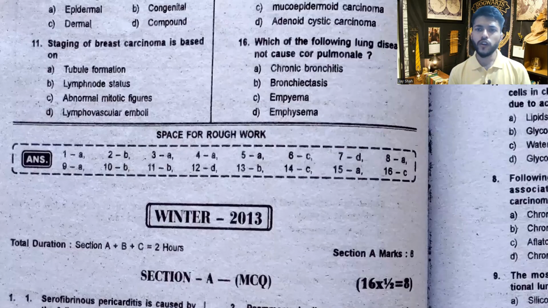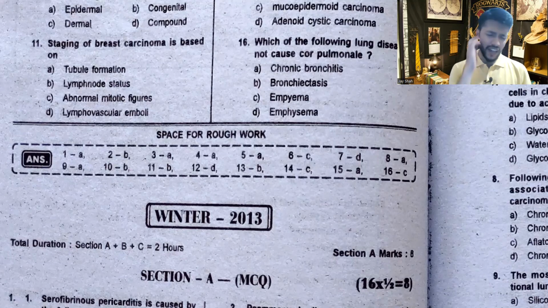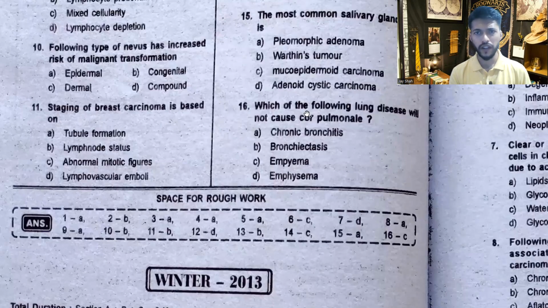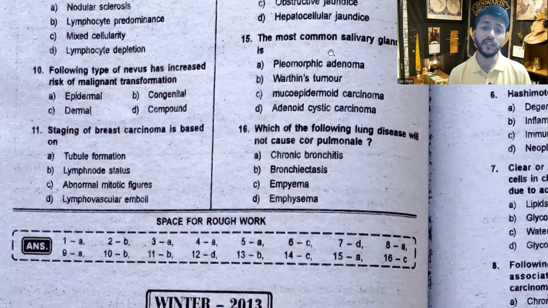Which of the following lung diseases will not cause cor pulmonale? Cor pulmonale is right-sided heart failure due to pulmonary hypertension. Most common causes are interstitial lung diseases and chronic obstructive pulmonary disease. So will A cause it? Yes. B cause it? Yes. Emphysema? Yes. Empyema is infected pleural fluid. Yeah, infected pleural effusion is basically empyema. So that will not cause your cor pulmonale. Most common salivary gland tumor, pleomorphic adenoma, not Warthin. That is pleomorphic.